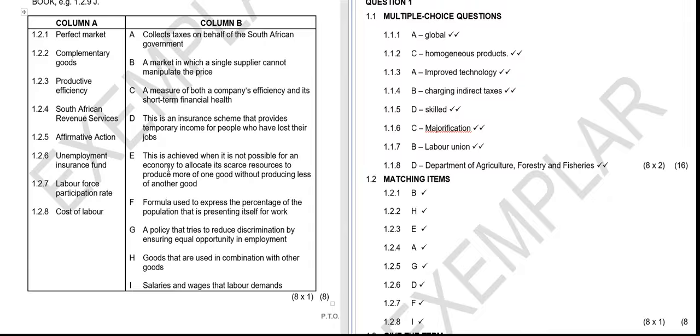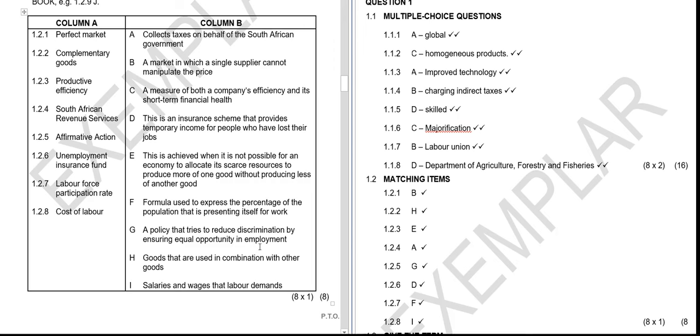1.2.4, South African Revenue Services, which is SARS. So which explanation matches SARS? Of course, we see that it collects taxes on behalf of the South African government. Very important. So we also go to the next one, which is affirmative action, and affirmative action matches G, a policy that tries to reduce discrimination by ensuring equal opportunity in employment. So that is what we have on that one.